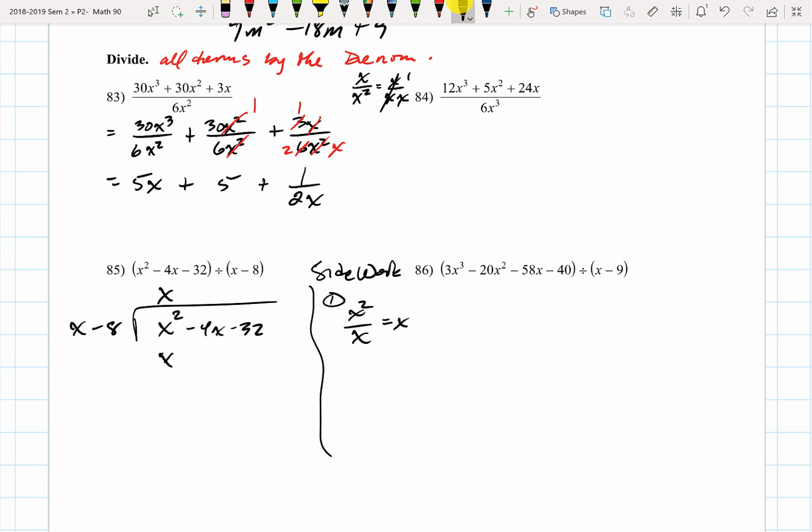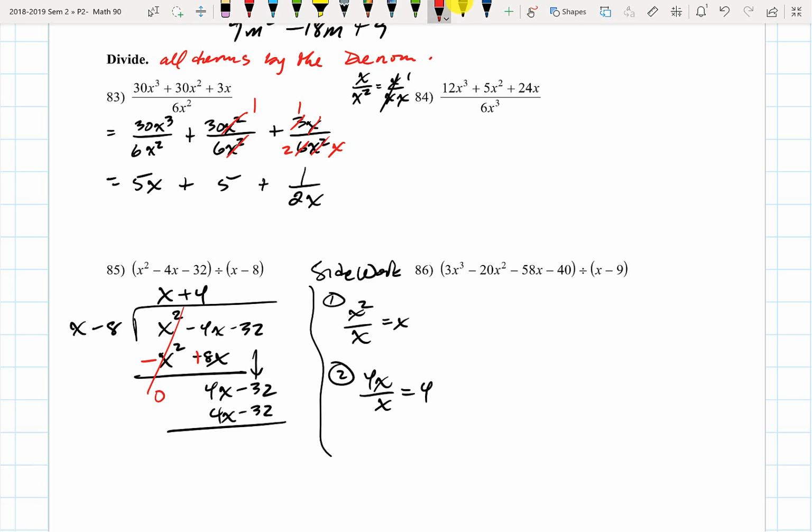x times x is x squared. x times negative 8 is negative 8x. Now you add the opposite, and these always cancel out to 0. And you get 8x minus 4x, which is 4x, and bring down the minus 32. And repeat. Step 2. First term divided by first term. 4x divided by x is 4, and it's positive, so you go plus 4 up here. And then you multiply. 4 times x is 4x. 4 times negative 8 is negative 32. And when you add the opposite, which is the same as subtraction, you get remainder 0. So our result is x plus 4. There's your result.